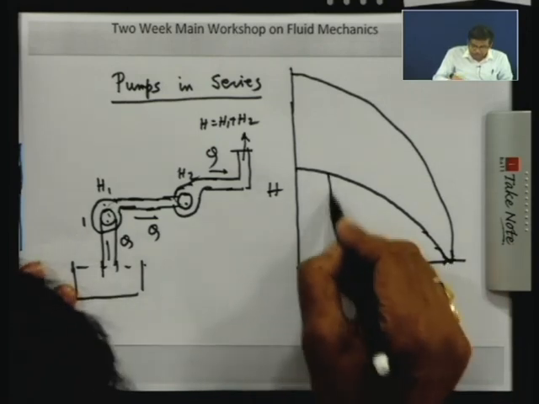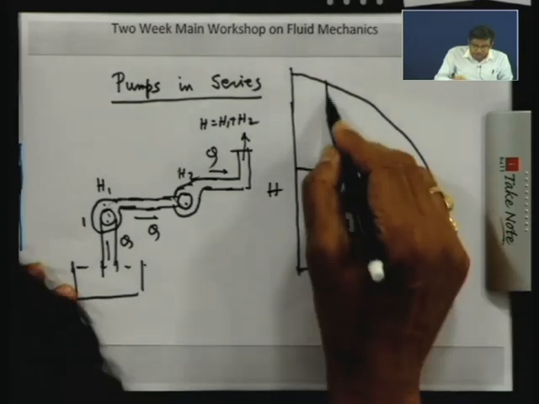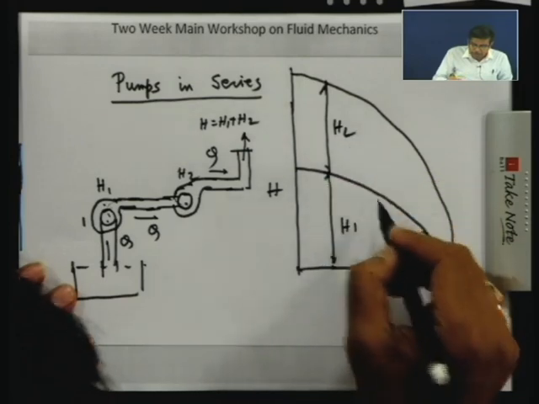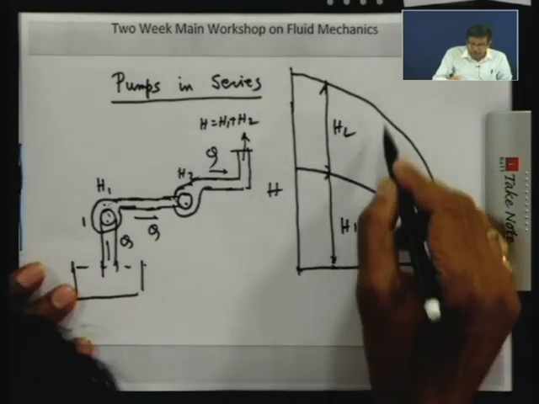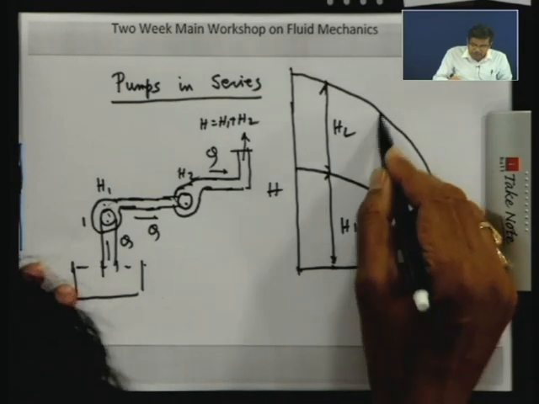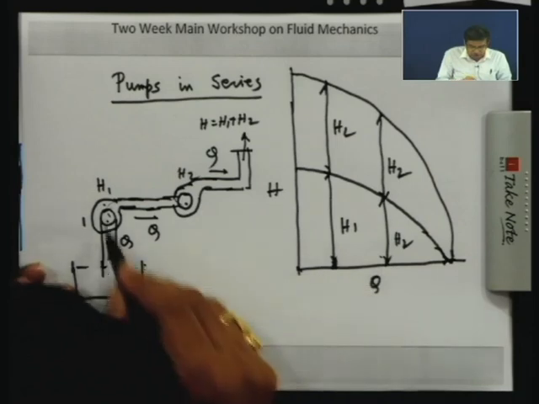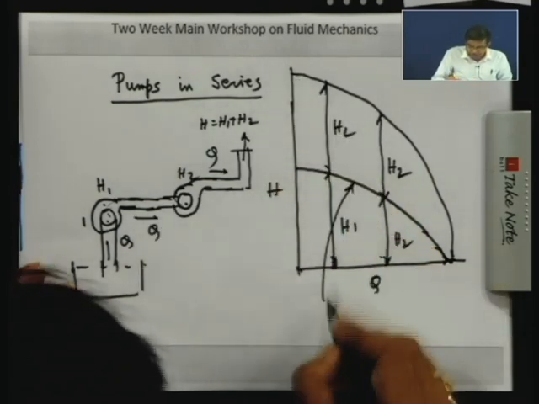That means, if this is the H1, this is the H2. In the two pumps it will look the same, H2. That means the H1 and H2 heads developed are added. If we have the individual HQ characteristics, we sum up the heads at the corresponding Q, because Q will be the same. This is the single pump characteristics.